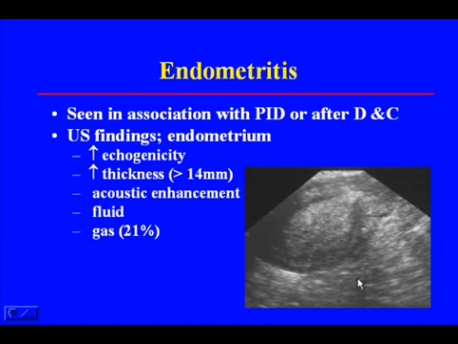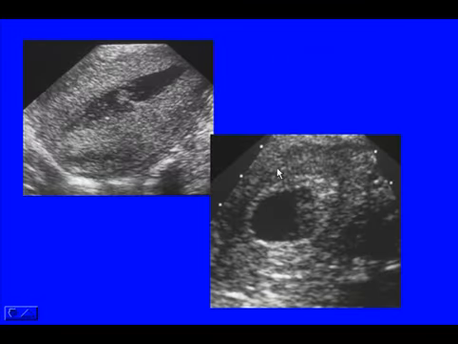And the presence of gas can be seen in 21% of the patients and confirms the diagnosis. Here you see two different patients with complex fluid collections. These two patients have endometritis. In this patient, the complex fluid collection can mimic a pseudogestational sac, which can be seen in ectopic pregnancies.